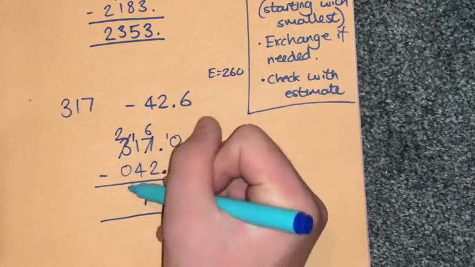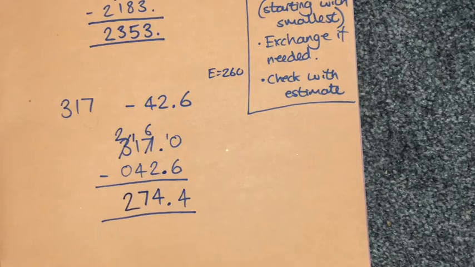200s take away no hundreds is 274.4. I said it'd be about 260. I'm happy with that. Cue dramatic strange sound effect. And hopefully that will help you with your addition and subtraction written methods.